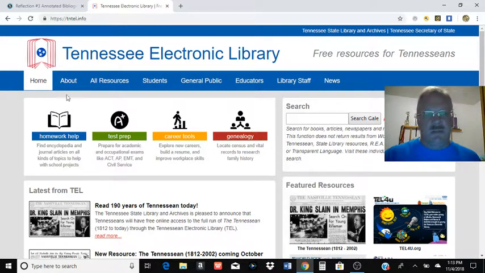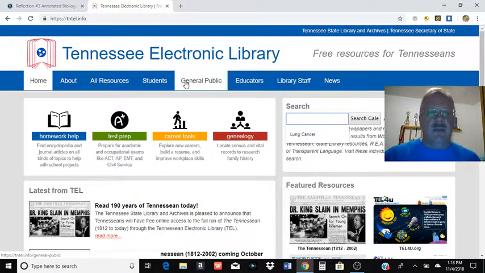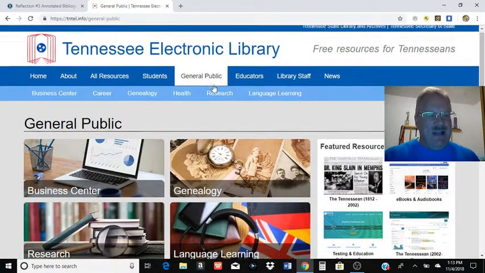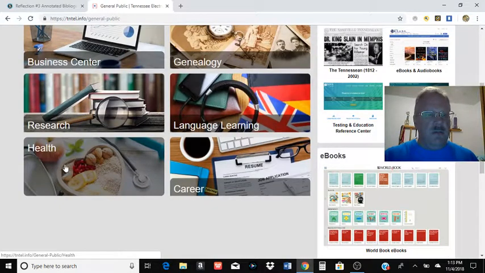Now if you just start doing a general search over here, you might run into some problems because these are going to be a lot of journal articles, doctors writing to doctors, which may be difficult to understand. We're going to go to general public because that's us. We're the general public. We want to come down here to health because we're going to be writing on medical topics.